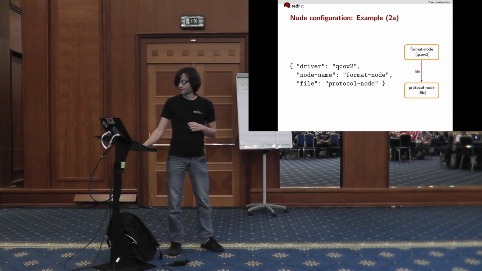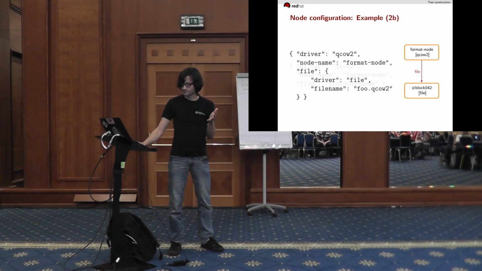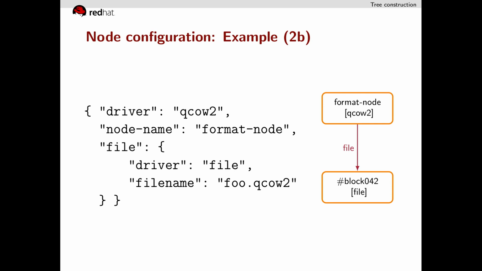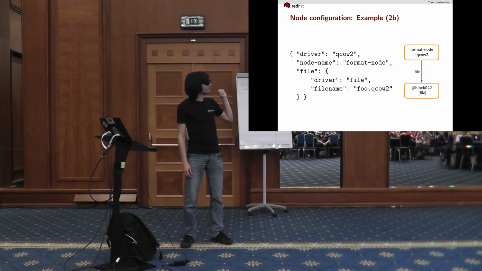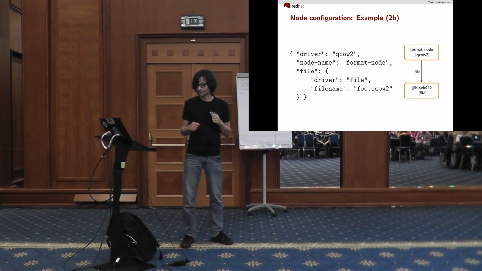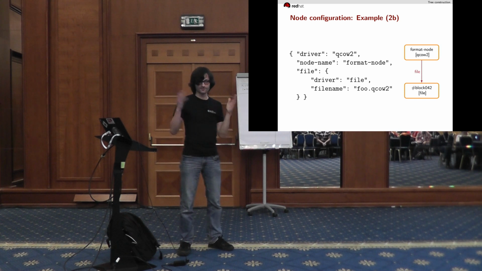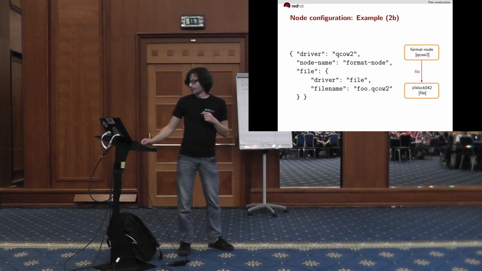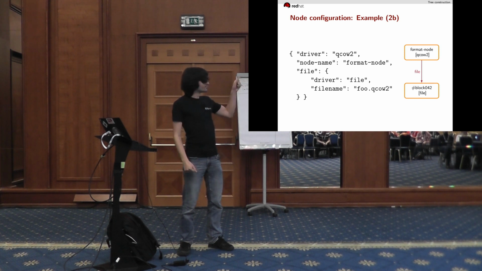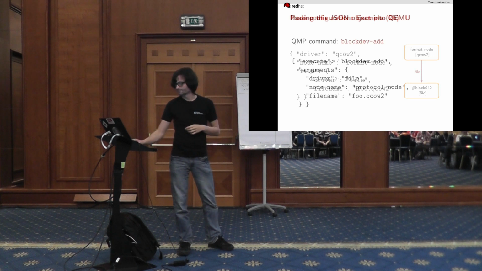Another way to specify nodes is something we call inline specification. So instead of a string, you would pass a JSON object for the file option. And this JSON object then contains all the information QEMU needs to construct the child node, in this case, the protocol, the file node. And let's say, just for fun, we don't specify a node name here, and then you can see that QEMU will generate a node name such as hash block 042. And then it will create this whole tree. So in this case, you would not need to create the protocol node beforehand, but you can just create it with this single specification, which you can see how this can be extended to an arbitrarily large tree.